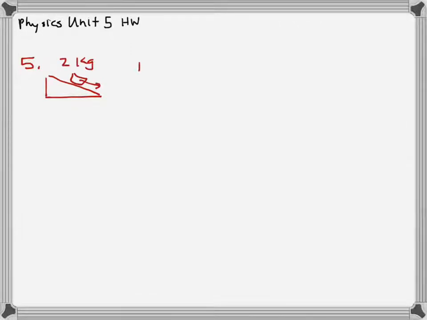Okay, we'll take a few minutes to go over the Unit 5 physics homework for thermodynamics. We're doing problems 5 through 12 today. So we'll start with problem number 5. Problem 5 is a conservation of energy problem.